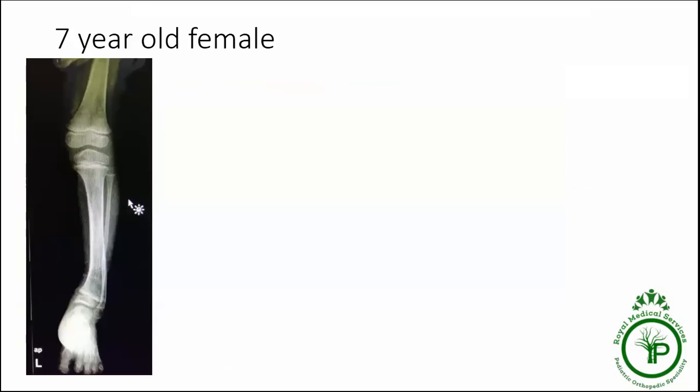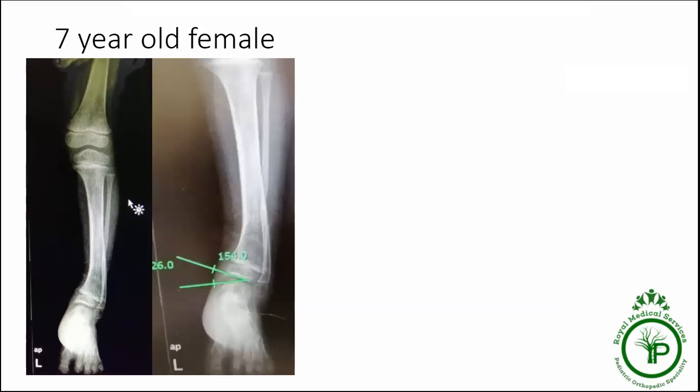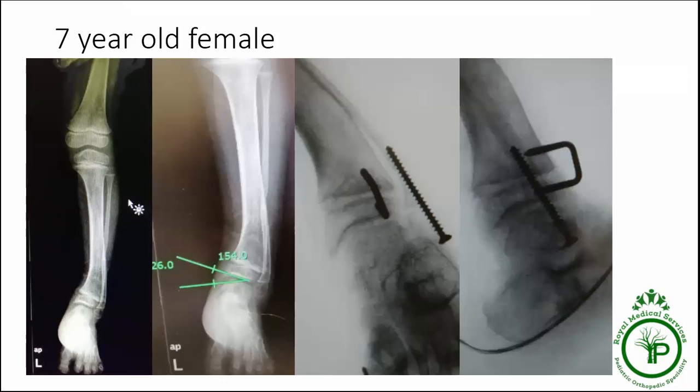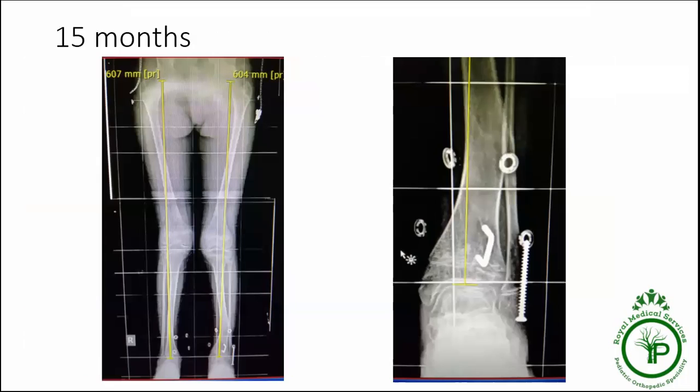Another case, a 7-year-old female patient presented with this deformity, as you see, in the distal tibia. A screw and a staple were inserted. And then 15 months later, the mechanical axis was restored. And you see also how the ankle joint now is parallel to the ground.